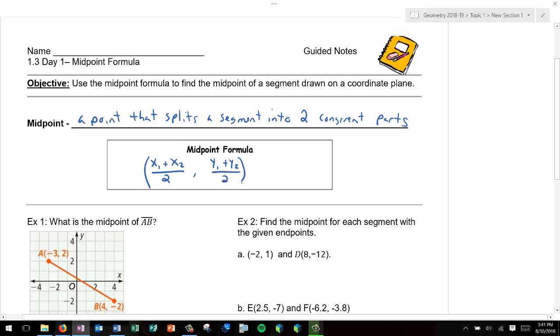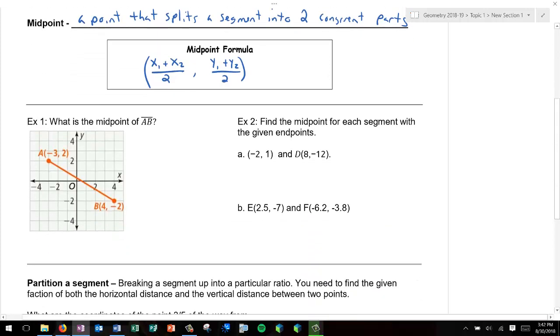Now, key thing here, we're looking for a midpoint, so that means it's a coordinate point. We need an x and a y coordinate. So if you get down to your final answer of your midpoint being the number 5, you've done something wrong because you're missing a coordinate somewhere. We're going to take a look at example 1, and then I'm going to let you guys try 2 and 3 on your own.